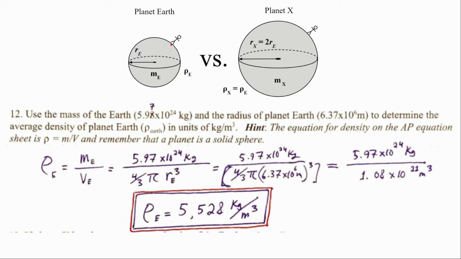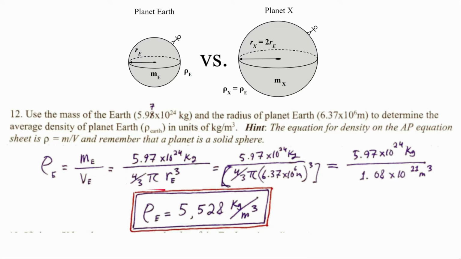So the first step in number 12 is just figuring out the density of the Earth if we know the Earth's mass and we know its radius. We know the Earth's mass is about 5.97 times 10 to the 24th kilograms, and its radius is 6.37 times 10 to the 6 meters. In order to figure out its density, remember, density is the mass of an object divided by its volume. So we take the Earth's mass divided by its volume, and the Earth is a sphere.